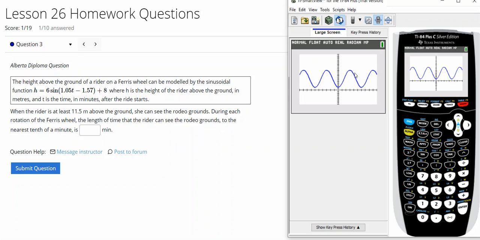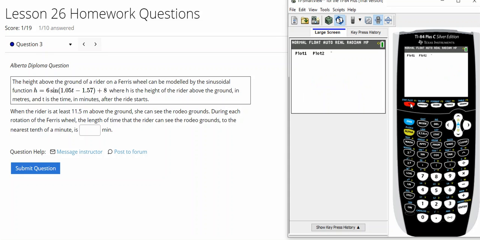All right, so what I'm after here is, let's figure out that height. When it says the rider is at least 11.5 meters high, that means my h is 11.5 meters high. What I'm going to do here is graph a line at 11.5. So let's do that. Let's graph one more line at 11.5.